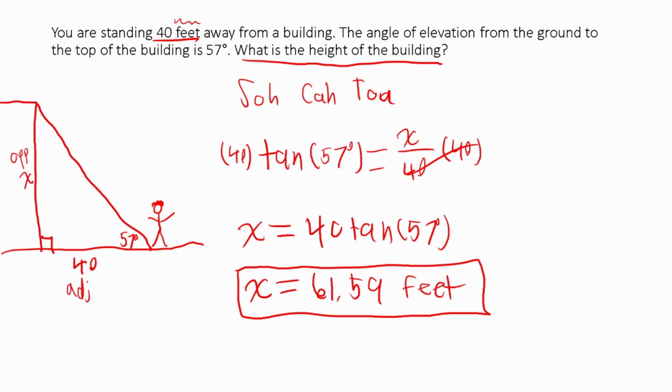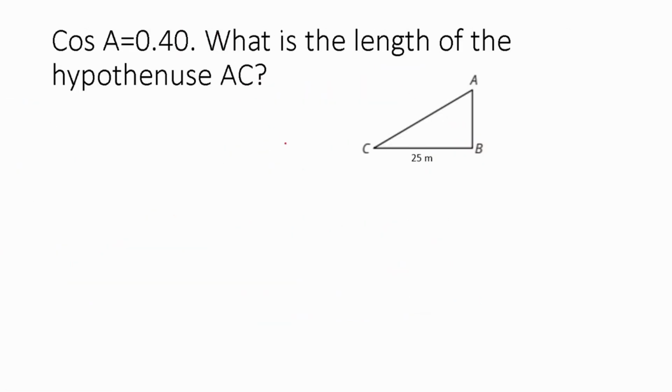Let's keep it moving. All right. So next problem, we get the cosine of A equals 0.4. And it asks us, what is the length for the hypotenuse of AC?